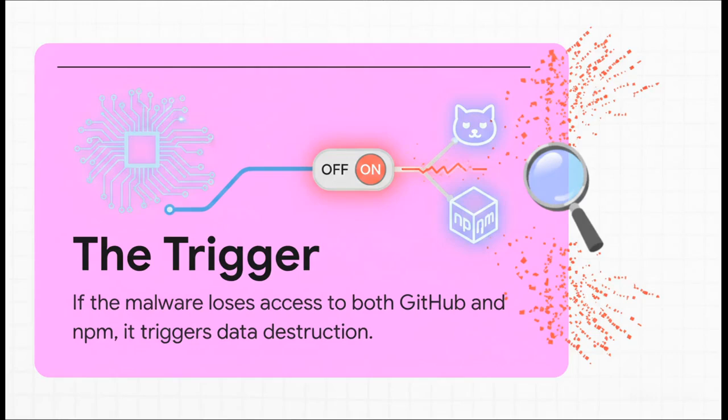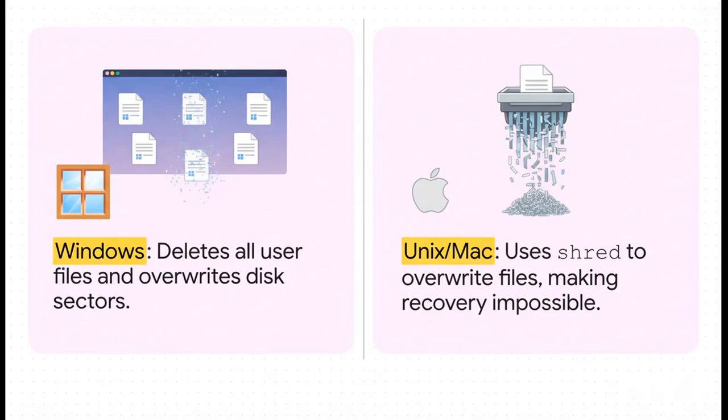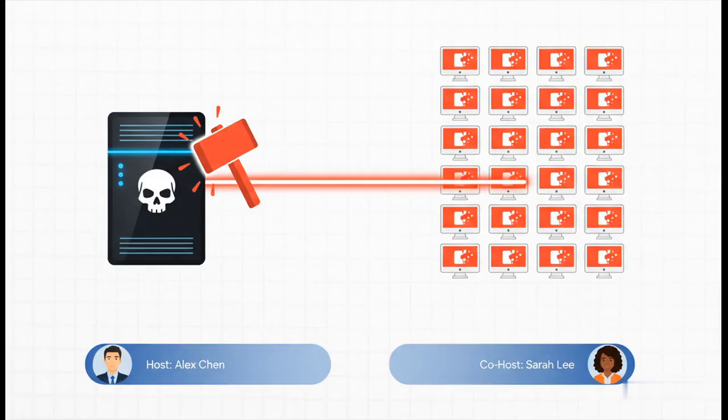The switch flips if it can't connect to GitHub or NPM anymore. That's the trigger. And the result is devastating. On Windows, it deletes files. On Linux or Mac, it shreds them. This basically creates a hostage situation. Take down the infrastructure, and you could trigger mass data deletion.